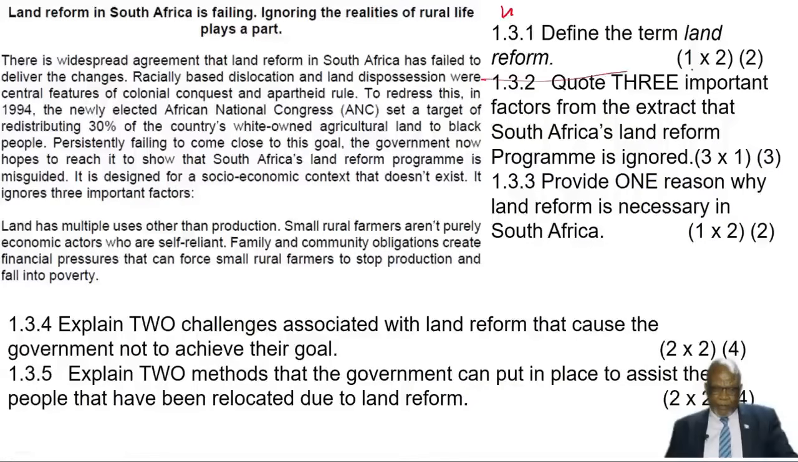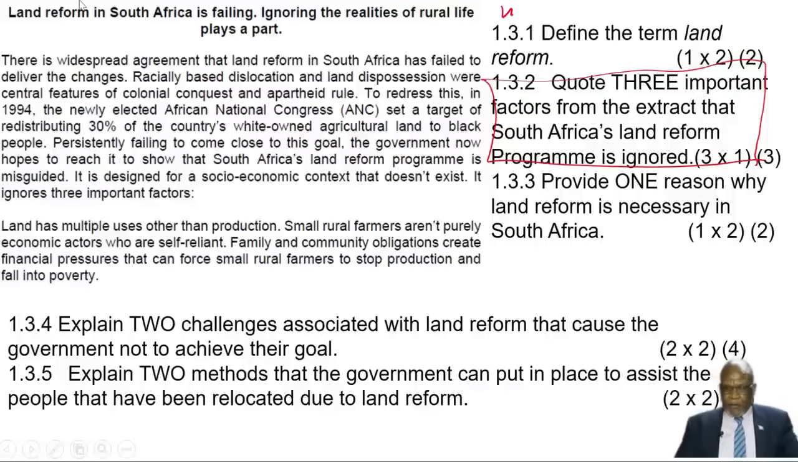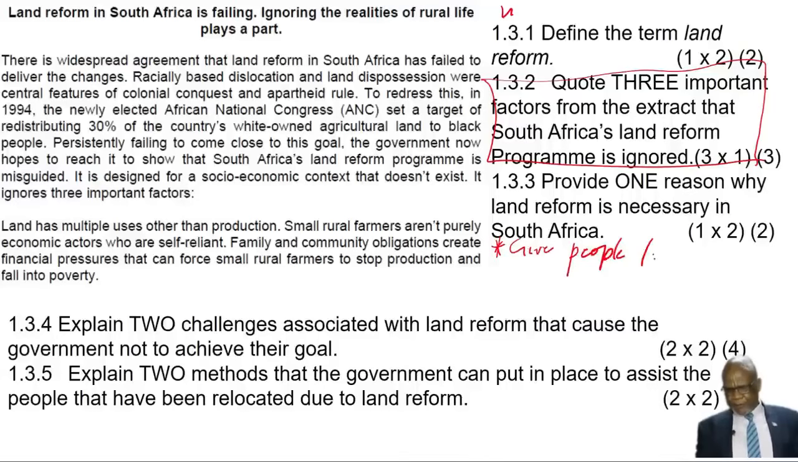I said this kind of question is a question that is direct from the extract. You can read through the extract. Provide one reason why land reform is necessary in South Africa. Okay, this one is not based on any extract. This is a concept. Why is it important to have land reform in South Africa? Number one, it is important to give people their land back, so that people can get their land back.